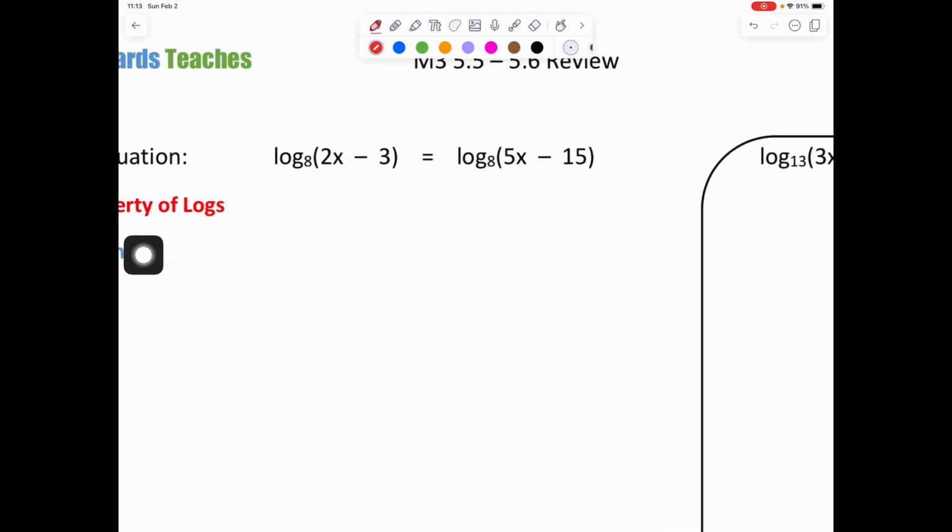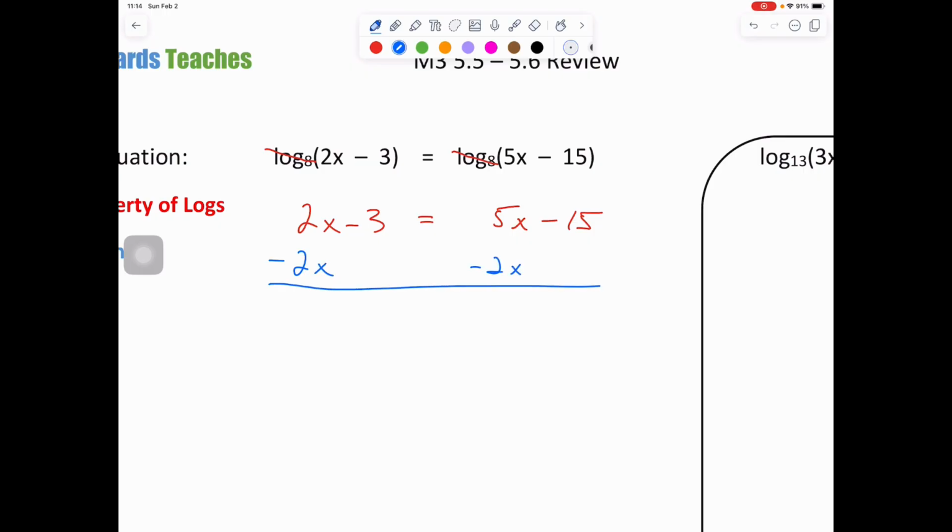All right, so let's zoom on in. What shall we do? Yes, great job, boys and girls. We will get rid of that log base 8. We will pull out our 2x minus 3, drop the equals, and pull out that 5x minus 15. And from here, it's just a simple equation to solve. All right, so minus 2x, again, game of inverse operations. We will be playing the opposites because if one thing is done, we need to undo. Bring down your negative 3 equals 5x minus 2x is 3x. Bring down your minus 15.